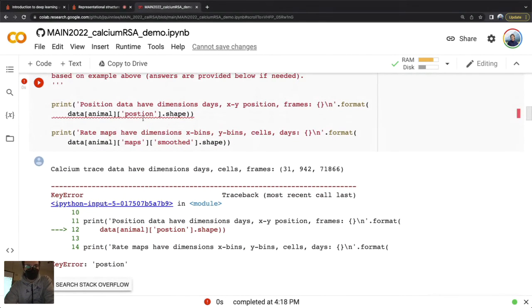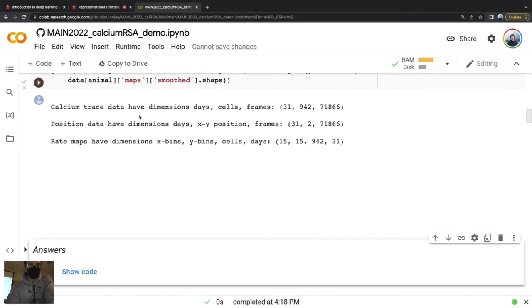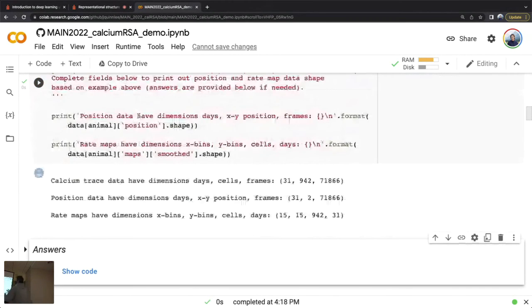Okay, there's a lot of data here. There's 31 days of recordings, 942 cells we've recorded from, and there's almost 72,000 frames per session. Pretty big. And then the XY position, the two-dimensional position of the animal, is 31 days, X and Y position, and then the same number of frames because the position is aligned. What is the sample frequency? 30 hertz.